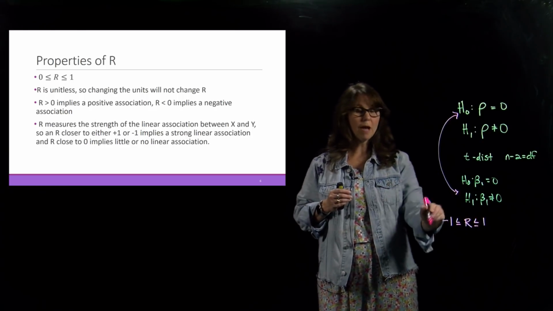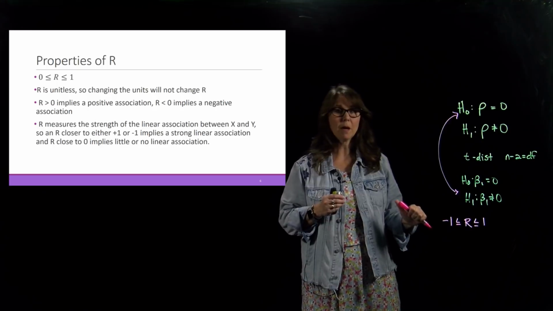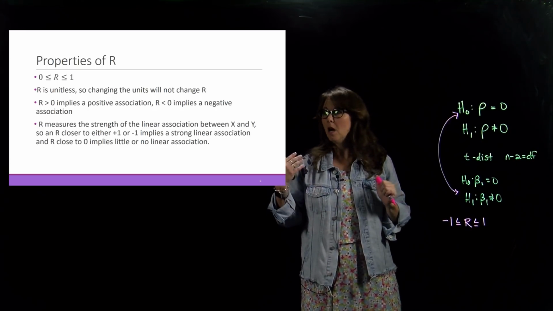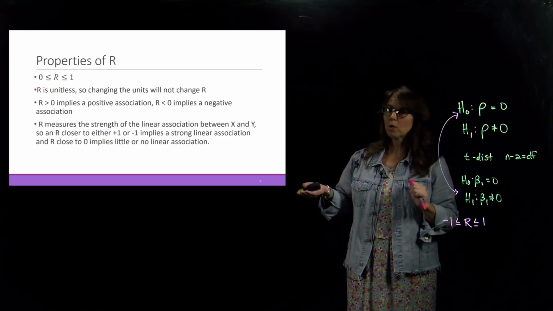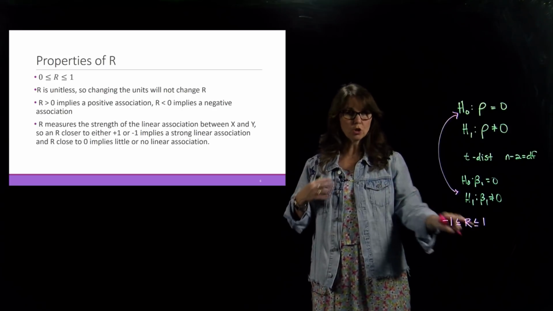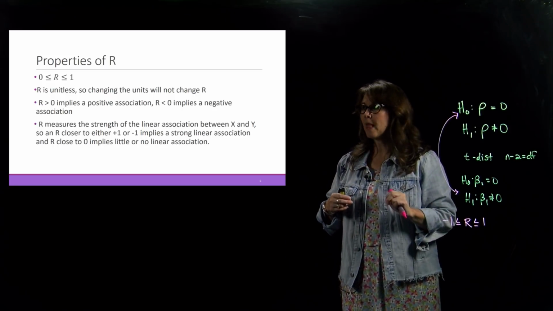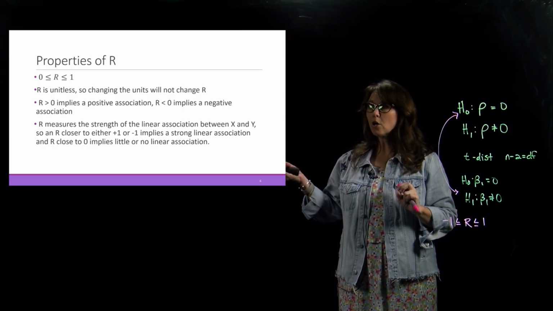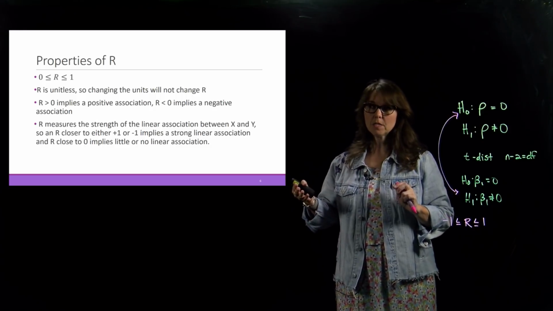So write that in your notes. R is between -1 and +1. R can be negative. R is unitless, just like R squared was, so changing the units will not change the computation of R. An R greater than 0 implies a positive association.